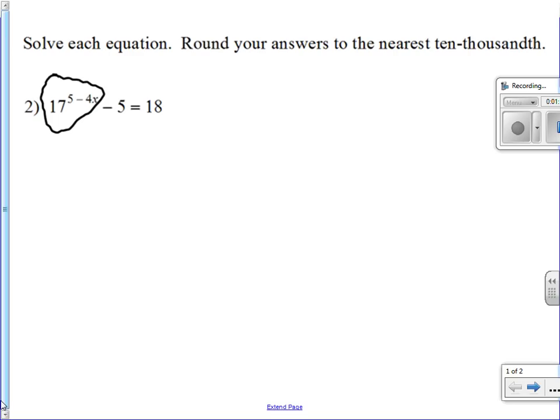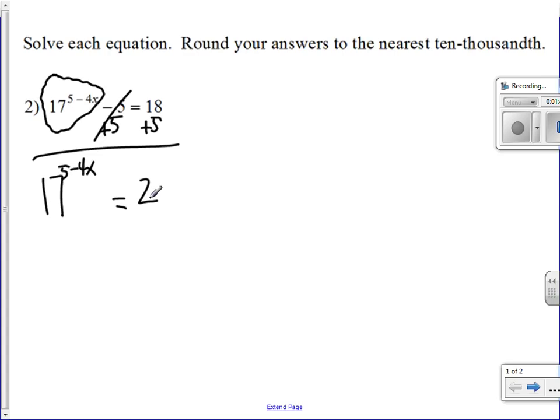To get that variable isolated, we first have to get this whole thing isolated, which means I need to move that -5 over to the other side. So how do we do that? Opposite of minusing would be to add. We're going to add 5 to both sides. Plus 5, plus 5. These 5's on the left go bye-bye. 17 to the 5 minus 4x equals 23.